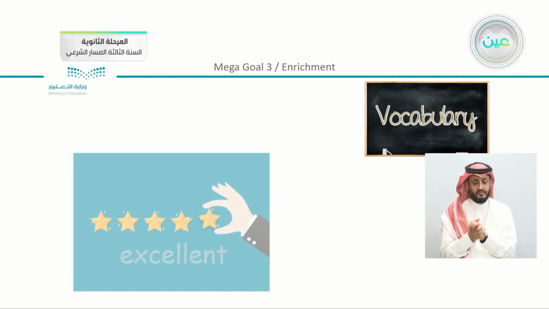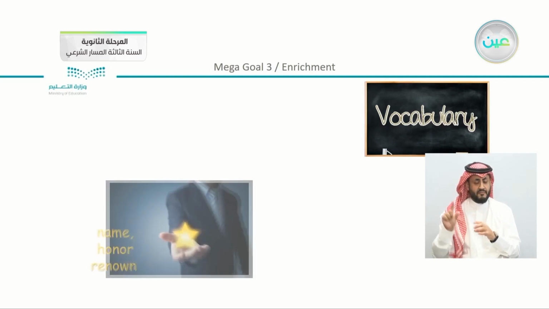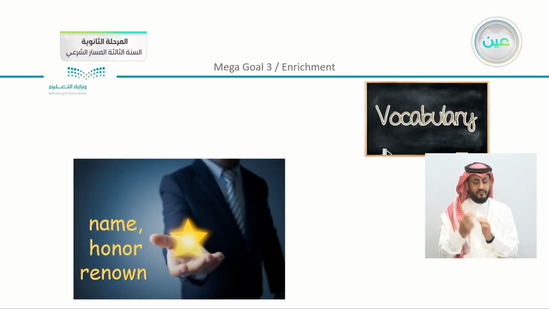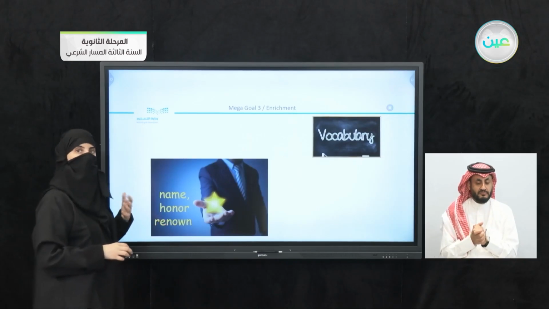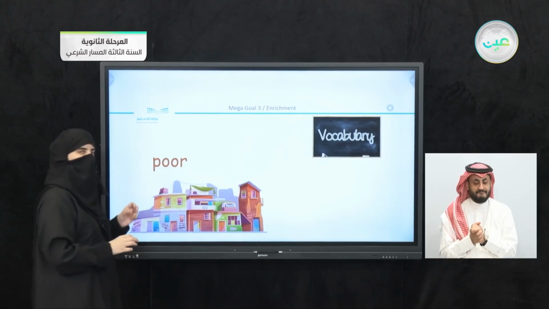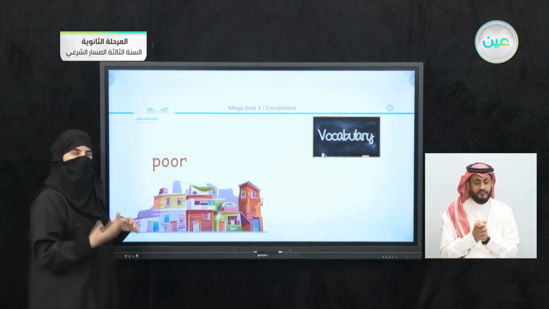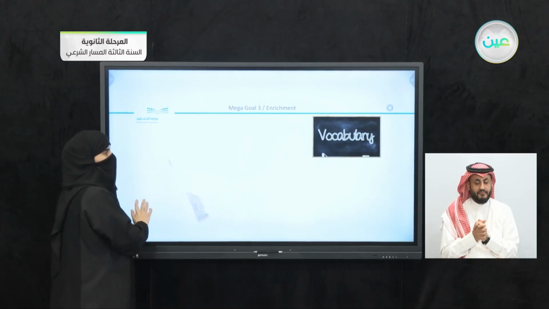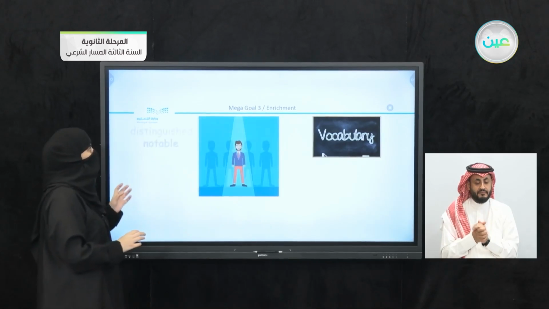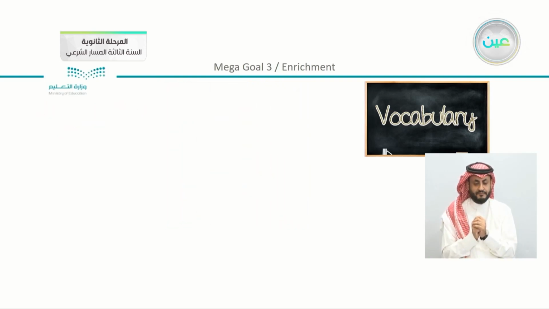Now excel, we related it to the word excellent. We have the second one. We have here name, honor, or someone who is renowned. We said that someone is prominent. We have also this picture. Which word can you associate with the word poor? We have the word impoverished. We have also someone who is distinguished or notable.